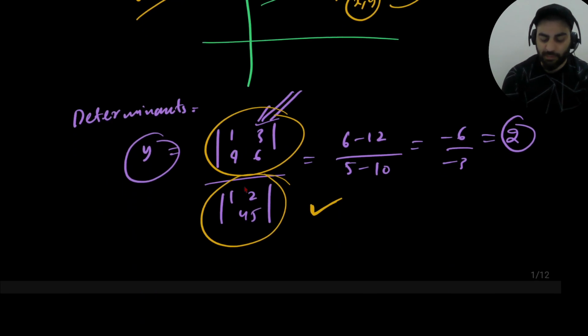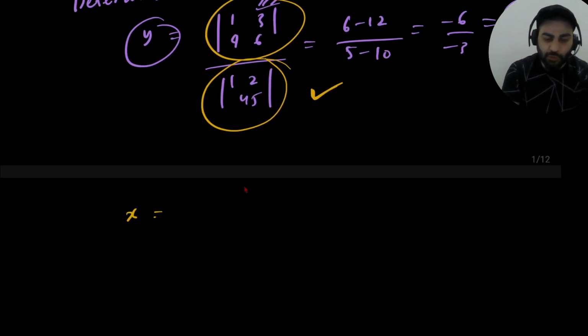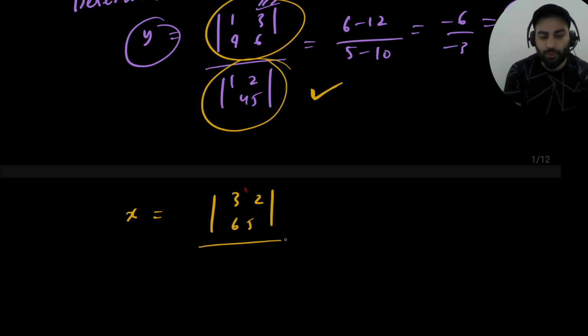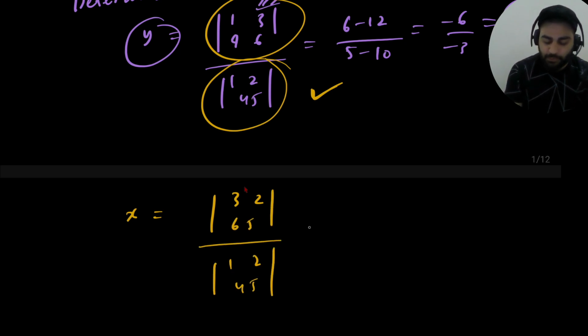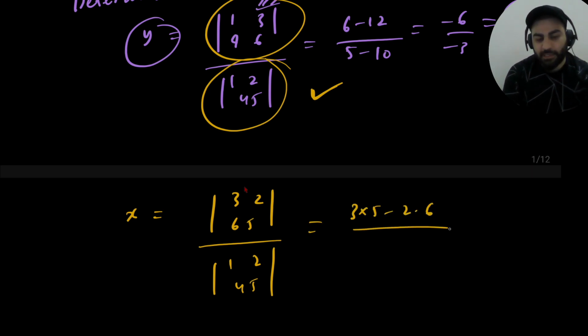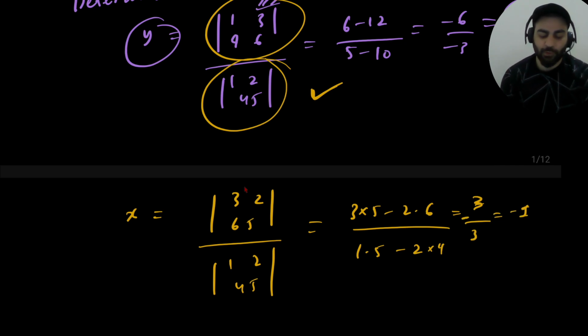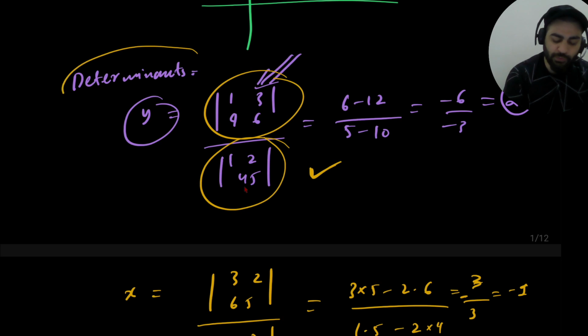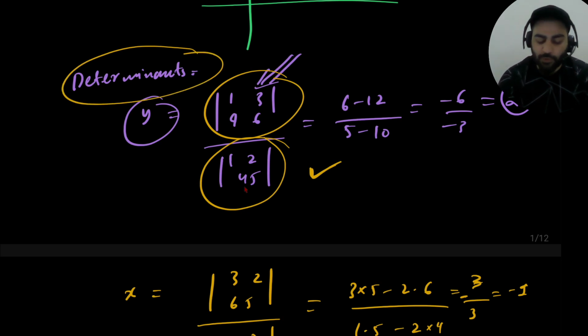and we can similarly use it for the computation of x. We have these determinants 2, 3, 3, 2, 6, 5, and then we have 1, 2, 4, 5. So if you now compute the determinant, that is 3 multiplied by 5 minus 2 multiplied by 6 divided by 1 multiplied by 5 minus 2 multiplied by 4. That's equal to 3 divided by minus 3, that's equal to minus 1. Okay, so this is how we use determinants, but you don't know the actual process of where we got this determinant from. We'll learn that when we go into the deeper details of how to compute the determinants, stuff like that.